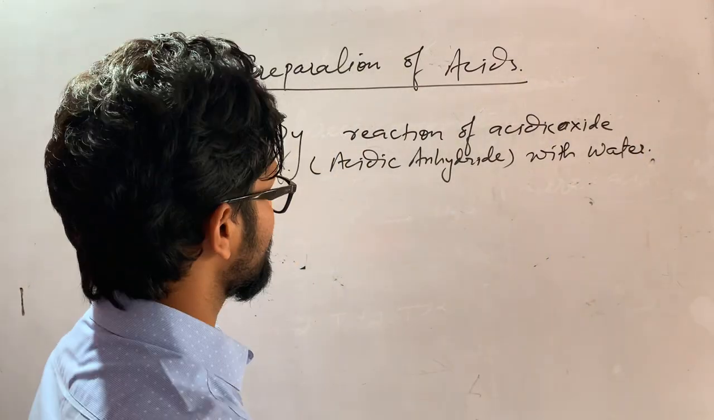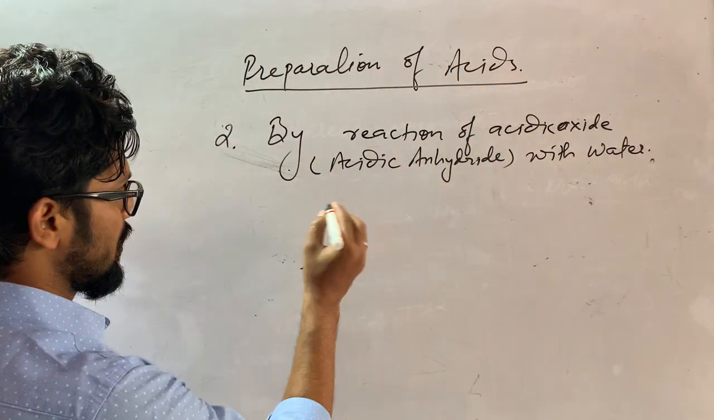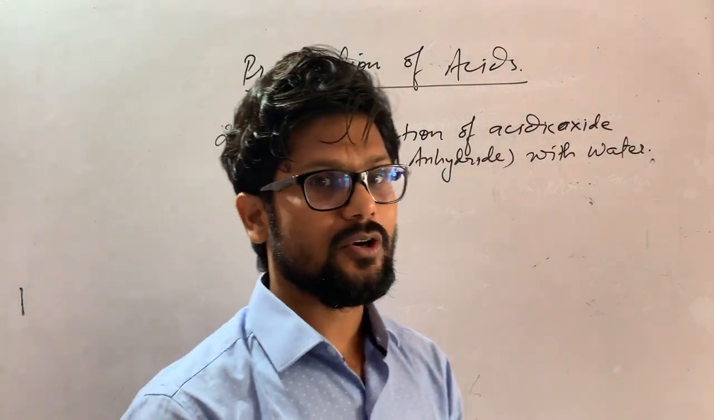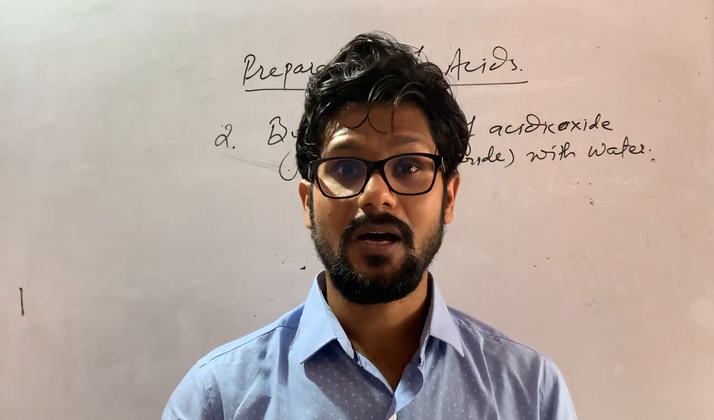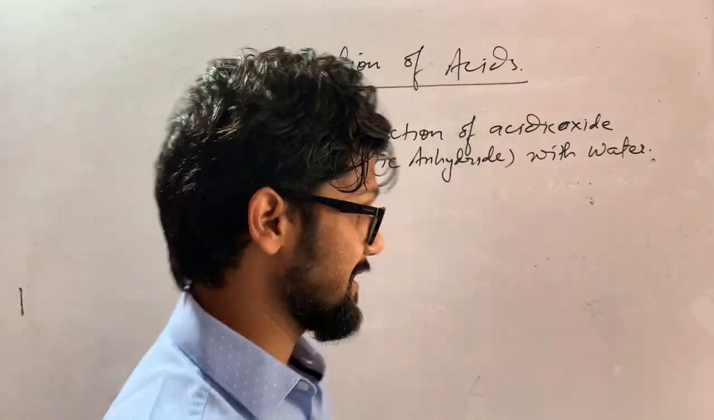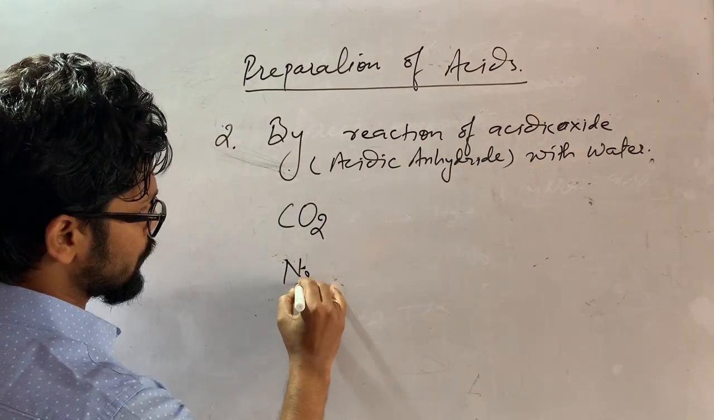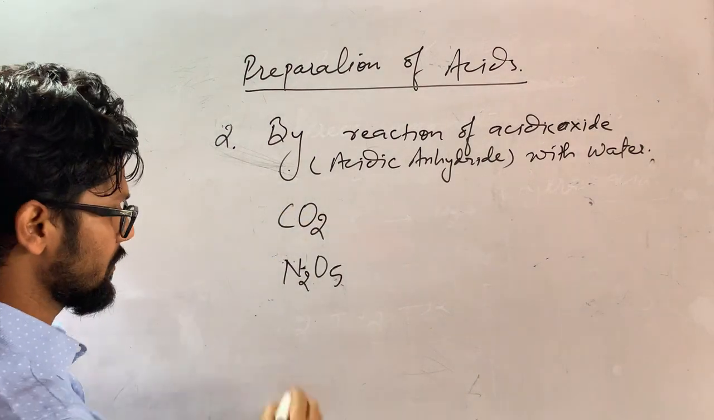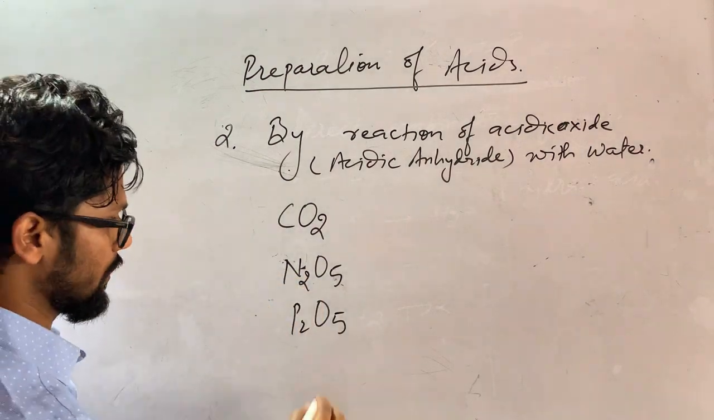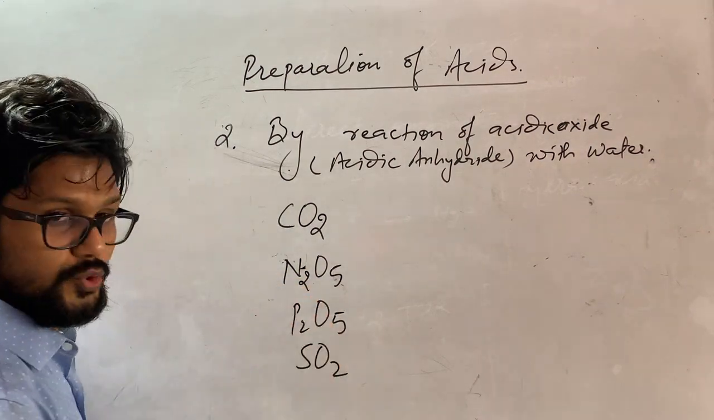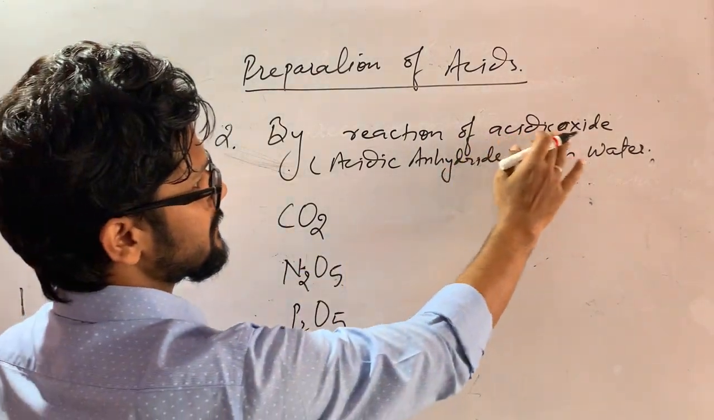It means when water reacts with acidic oxide, it gives acid. So let's see the reaction. Generally, non-metal oxides are called acidic oxides. You must remember this line: non-metal oxides are called acidic oxides. Examples: carbon dioxide, nitrogen pentoxide, P2O5, SO2, SO3. These are all acidic oxides.